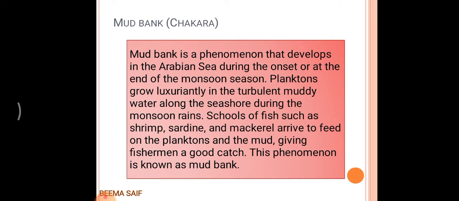Next, we are going to learn about mud bank, which is called chagara in vernacular language. What is mud bank? Mud bank or chagara is a phenomenon that develops in the Arabian Sea during the onset or at the end of the monsoon season. Plantains grow luxuriantly in the turbulent, muddy water along the seashore during the monsoon rains. Schools of fish such as shrimp, sardine, and mackerel arrive to feed on the planktons and the mud, giving fishermen a good catch. This phenomenon is known as mud bank.